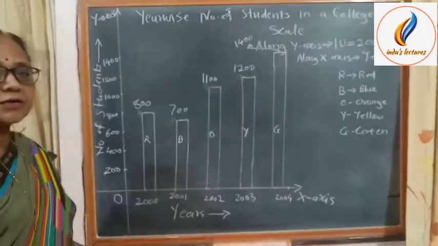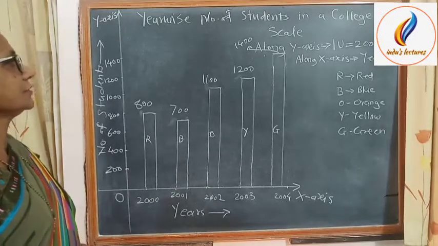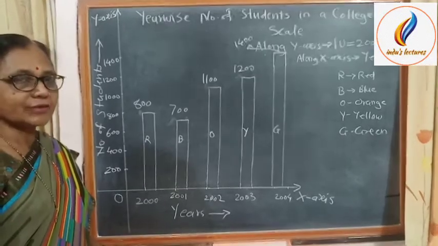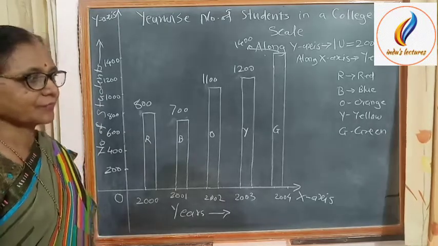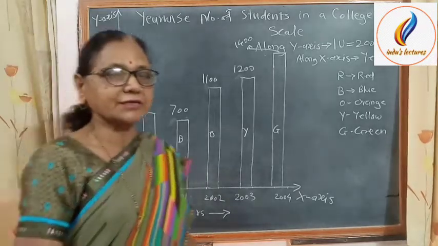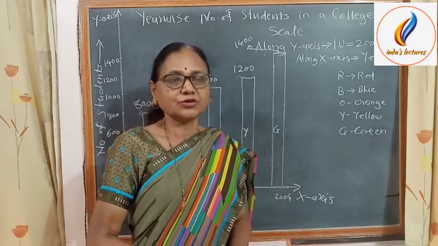In this way, we have discussed the general rules of presentation of data graphically. In the next part, we will consider the graphical presentation of ungrouped data.